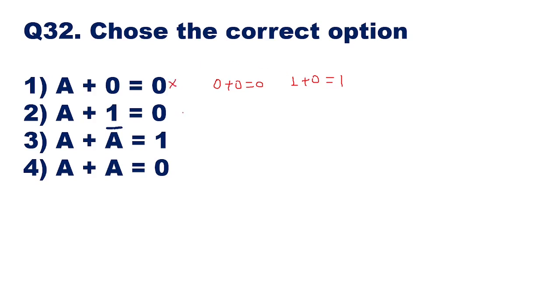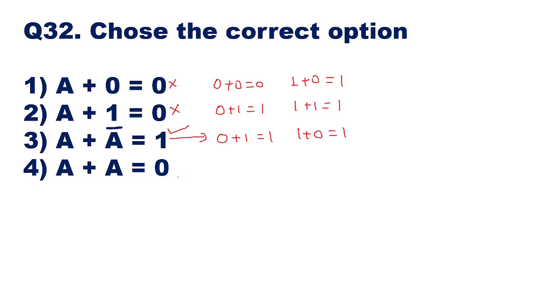If you take the second expression, A plus 1 is equal to 0. If A is 0, then 0 plus 1 is equal to 1. If A is 1, it is 1 plus 1 is equal to 1. So in this case also, the second expression is not correct. If you take the third expression, A plus A bar: if A is 0, then A bar will be 1, then this will be 1. And if you take A as 1, then A bar will be 0, this will be 1. So this expression stands correct. So option 3 is the right answer.